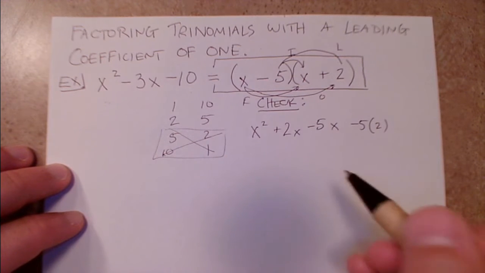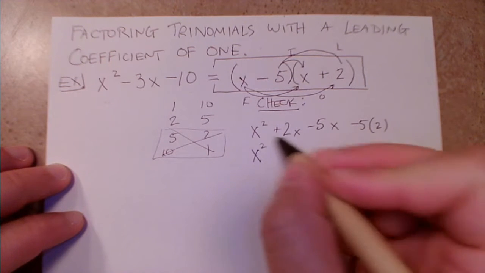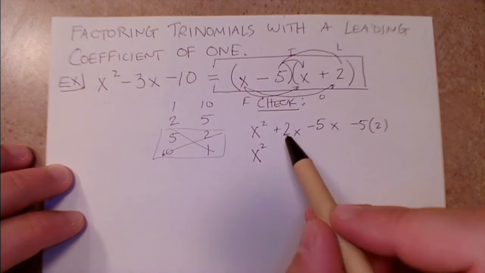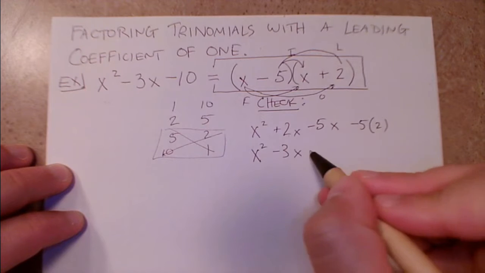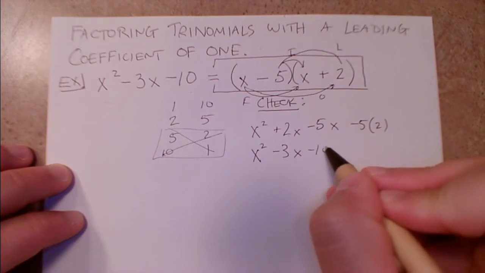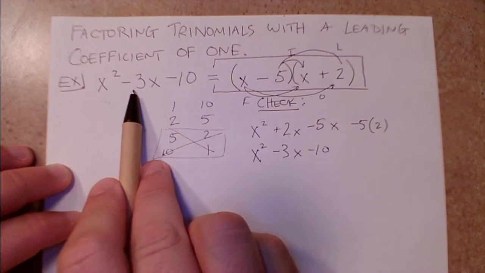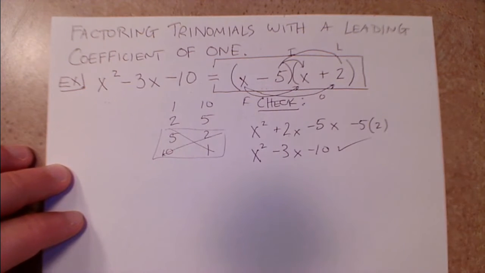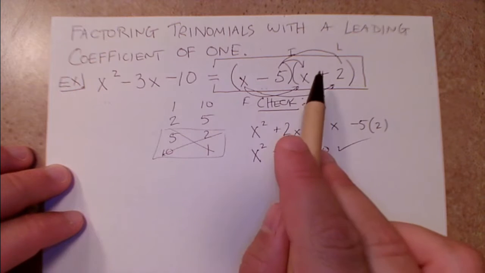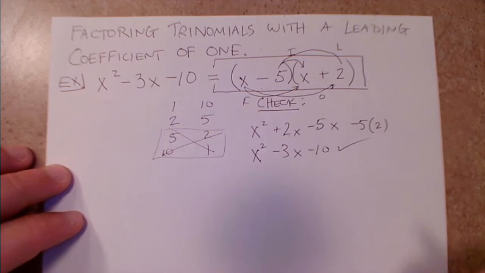So when I simplify this and I gather like terms, that's the only x squared piece right there. Positive 2x minus 5x is negative 3x, and negative 5 times 2 is negative 10. So we can see that we get the answer that we started with. We're pretty confident that that's the answer right there. All right, so I factored it, meaning I've broken it down into its smaller components.